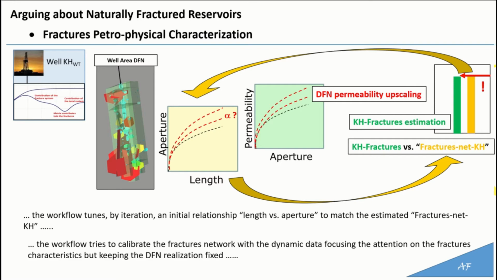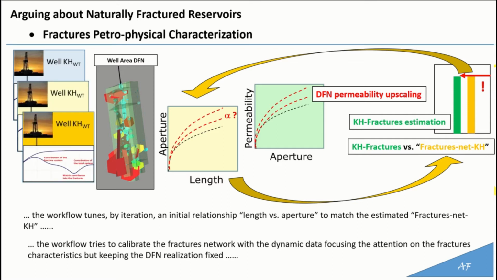In fact, the workflow tries to calibrate the fracture network with the dynamic data, focusing the attention only on the fracture characteristics, but keeping the discrete fracture network realization fixed. The analysis is performed separately, well by well, based on the relevant network of fractures that is part of the total discrete fracture network built at field scale. Therefore, the possible different effective fracture aperture versus length correlations affecting the different wells, and so the different areas of the field, are estimated.